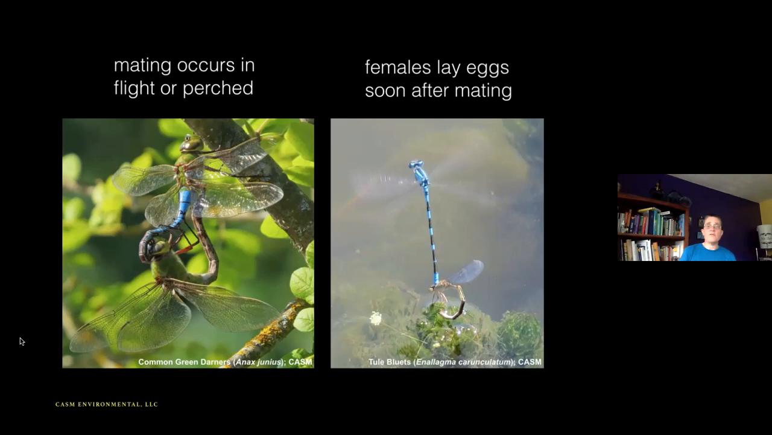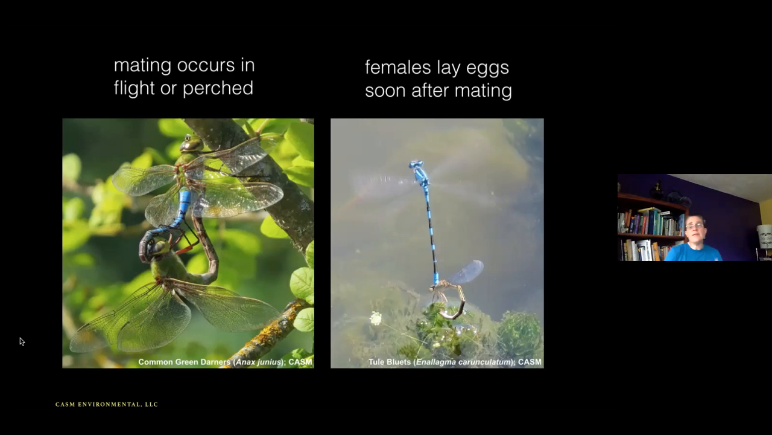With the bluets, with the damselflies, they're a little bit more flexible and they can actually engage in that transfer process in some cases after they've already grabbed onto the female. Now, it's not automatic that if a male grabs a female she's going to say, yeah, let's mate. If she's willing to engage, she will swing the end of her abdomen up to engage with the sperm transfer organ on the underside of the male's abdomen. And that's what you're seeing on the left.